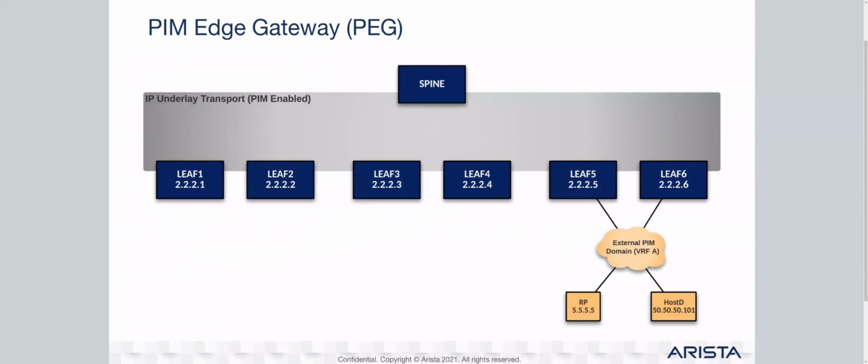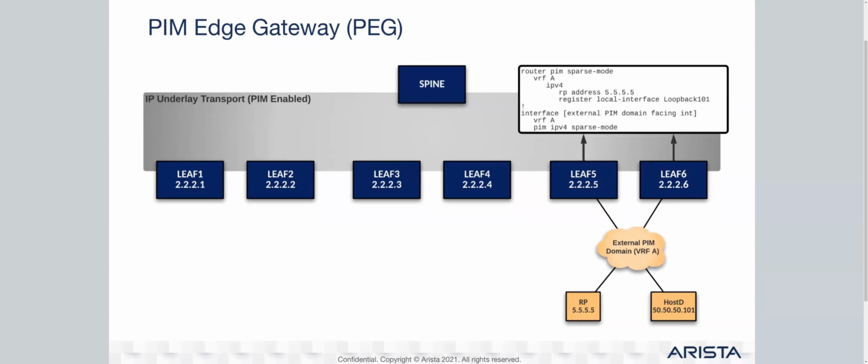All right, so this is the home stretch, guys. We're going to go through the tail of the PEG, and then that's a wrap for the series. All right, so here we have our setup. Leaf 5 and Leaf 6 are both connected to the external PIM domain, VRFA. And we see there's a rendezvous point out here, and then we have a host out here. Sender or receiver, doesn't matter.